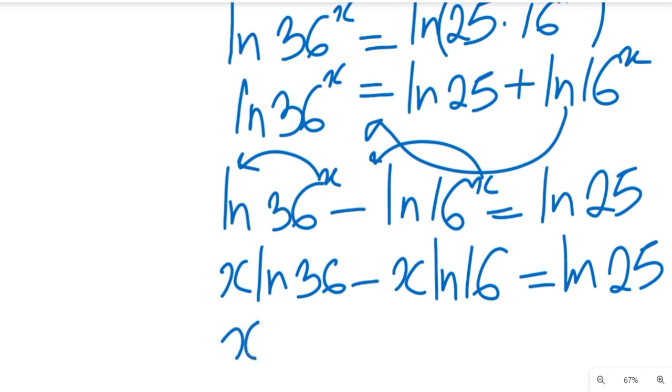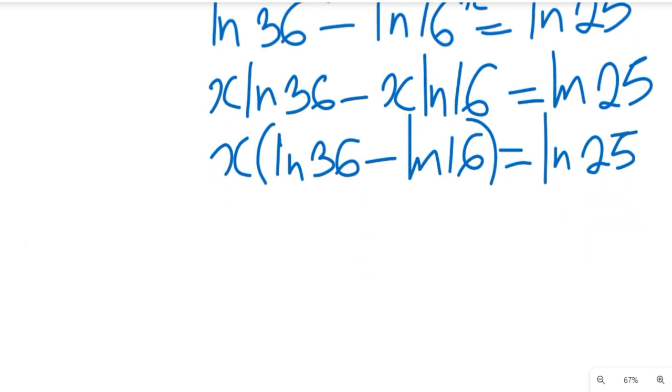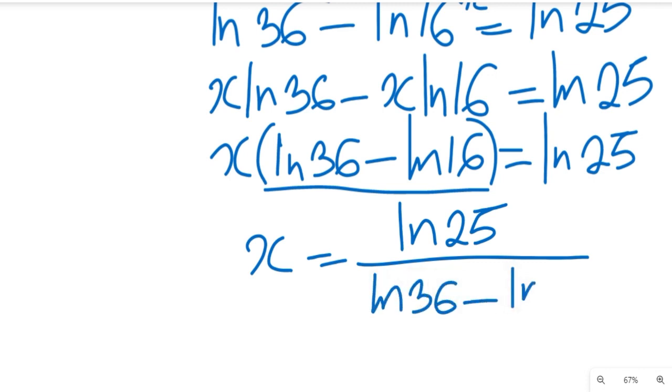So if x is common here, we'll have this to be what? x times the natural log of 36 minus the natural log of 16, that will be equal to the natural log of 25. So if that is given, dividing both sides by this, x will now be equal to the natural log of 25 divided by the natural log of 36 minus the natural log of 16.